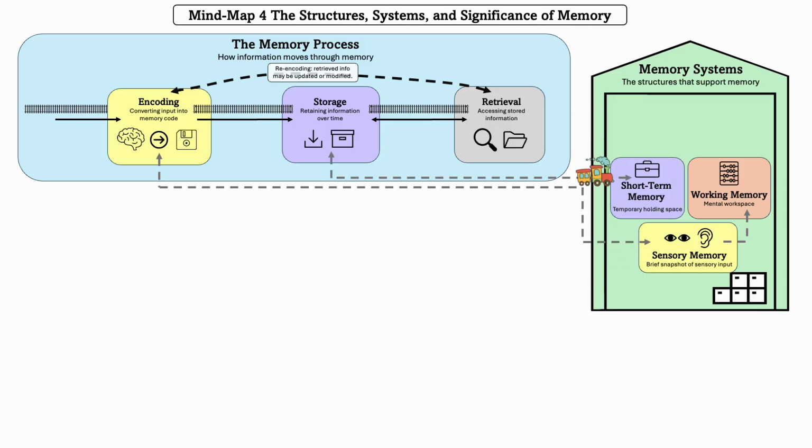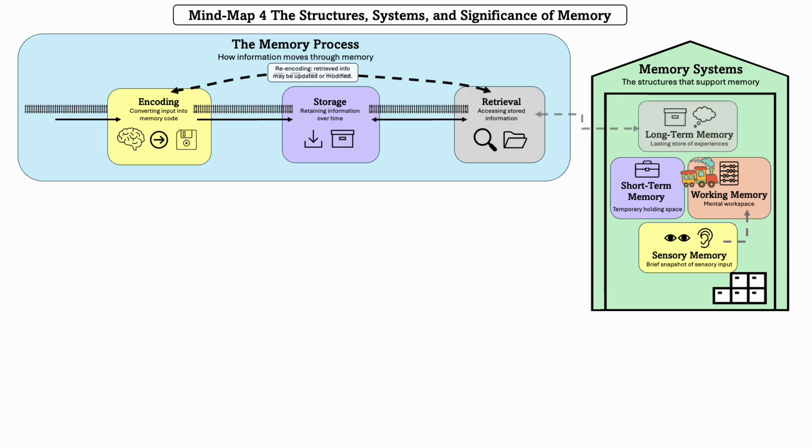Next is short-term memory, symbolized by the briefcase, a temporary holding space for small amounts of information. The two-way arrow to storage shows that what's rehearsed can move into long-term memory, while recalled information can be briefly returned here for use. Working memory, represented by the abacus, is our mental workspace, where we hold and manipulate information, linking what we perceive with what we already know.